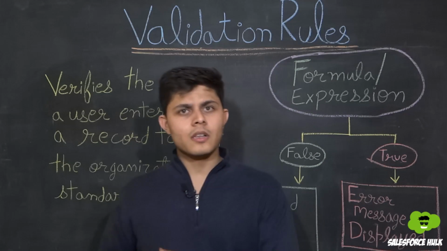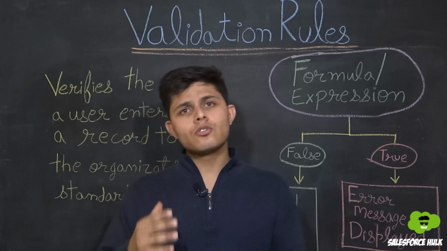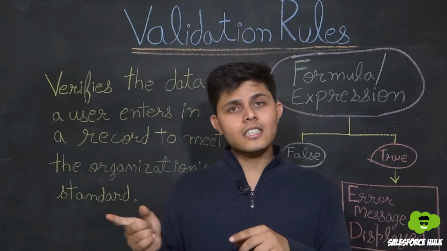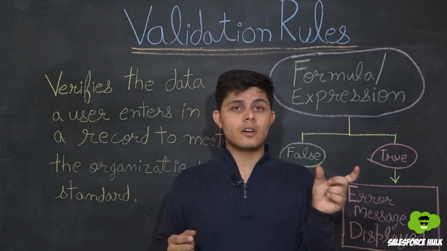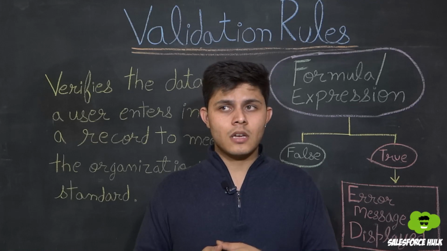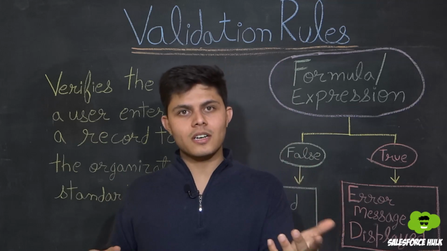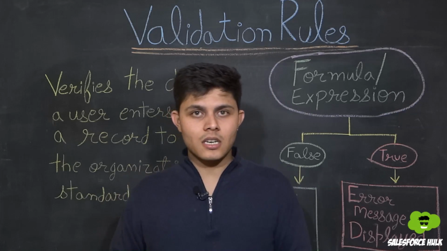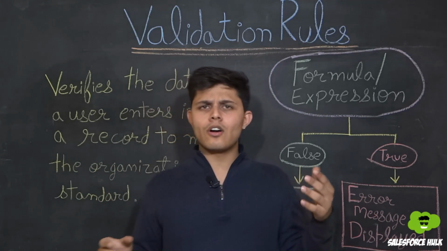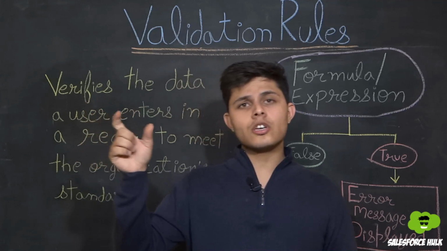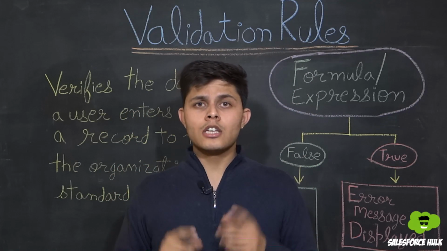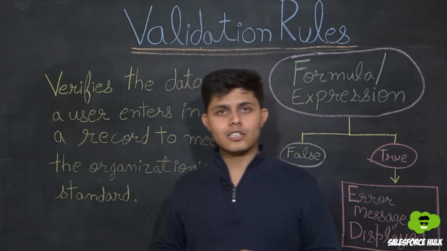Okay, let me take another example. There's a situation when a user is creating an account record and the ownership is public. So in that situation, what you want is the annual revenue field should also be populated. Otherwise, the record should not get saved. I'm not saying it should not be created, I mean it should not get saved basically. And if it is private, then annual revenue can be left blank or whatever the value is. But if the ownership of the account record is public, in that situation, you want the annual revenue field to be populated. So in that situation also, you'll create a validation rule.